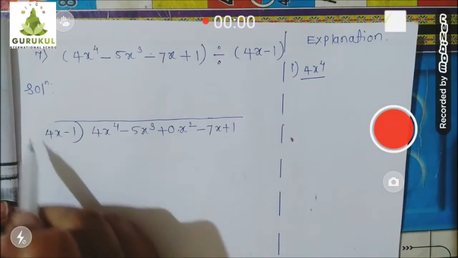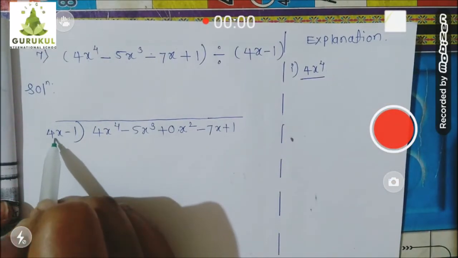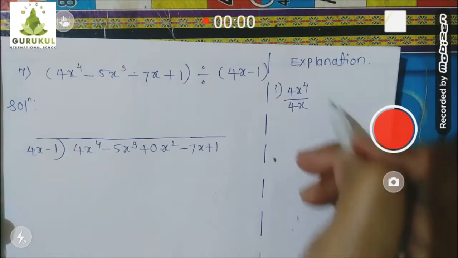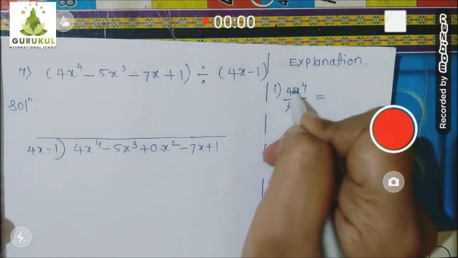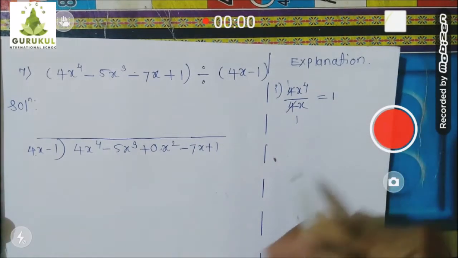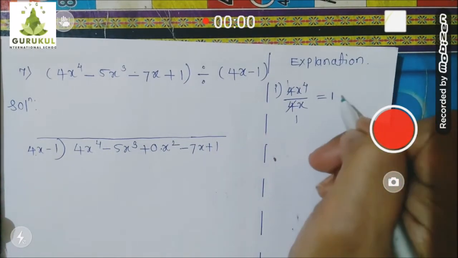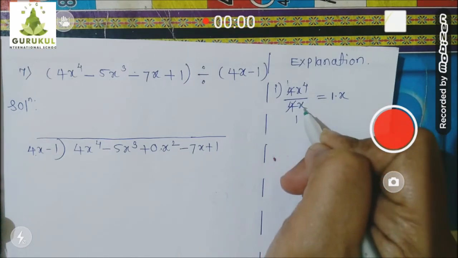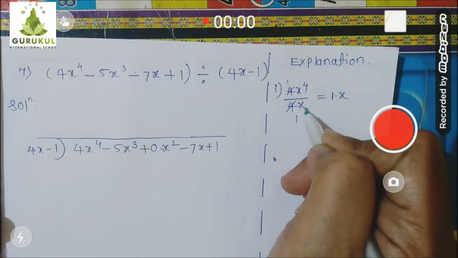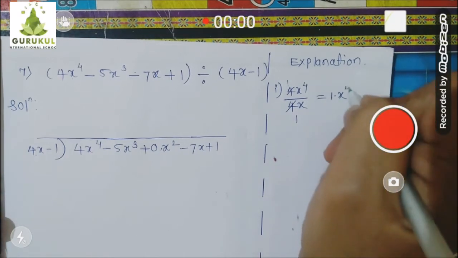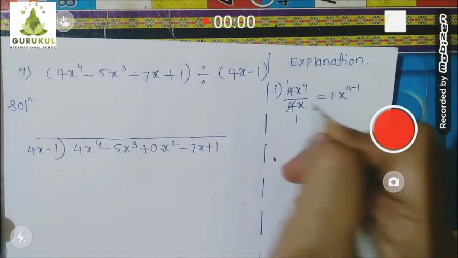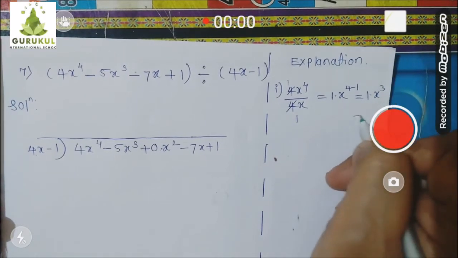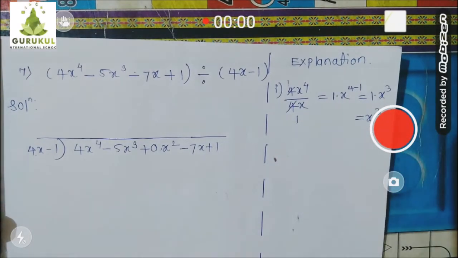Divided by, from the divisor, which term contains the highest power? 4x. Write it over here. Now divide it. 4 ones are 4, so the answer is 1 dot, and dot means multiplication. x raised to, by the law of indices, a raised to m divided by a raised to n is a raised to m minus n. So it is 4 minus 1. No power means 1. So 1 dot x raised to 3. That means it is x raised to 3.